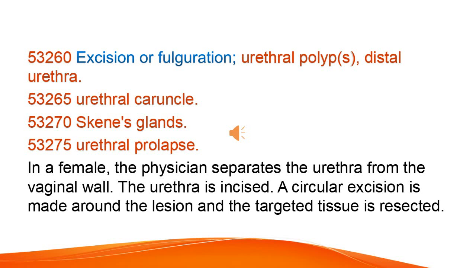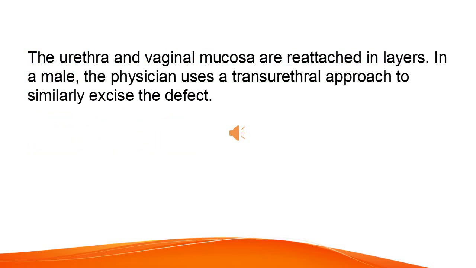The urethra is incised. A circular excision is made around the lesion and the targeted tissue is resected. The urethra and vaginal mucosa are reattached in layers. In a male, the physician uses a transurethral approach to similarly excise the defect.